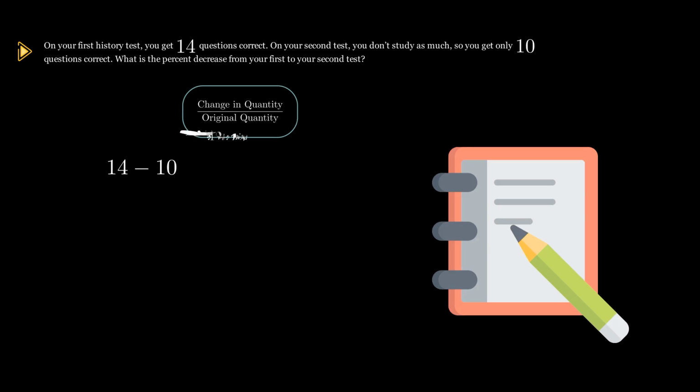So this gives us 4 over 14, which further simplifies to 2 over 7. Converting the fraction to a decimal gives us 0.29, which is equivalent to 29%. So the percent decrease of your score from your first test to your second test is 29%.